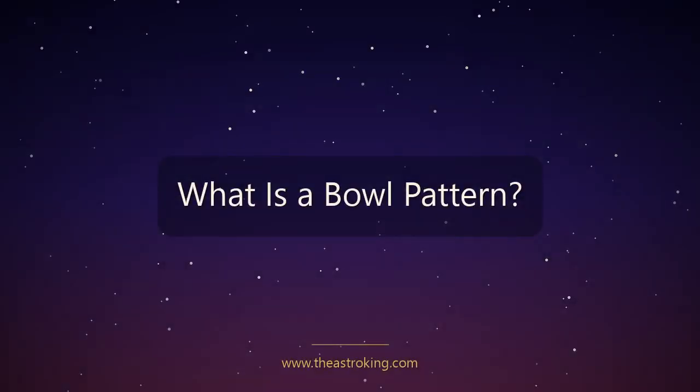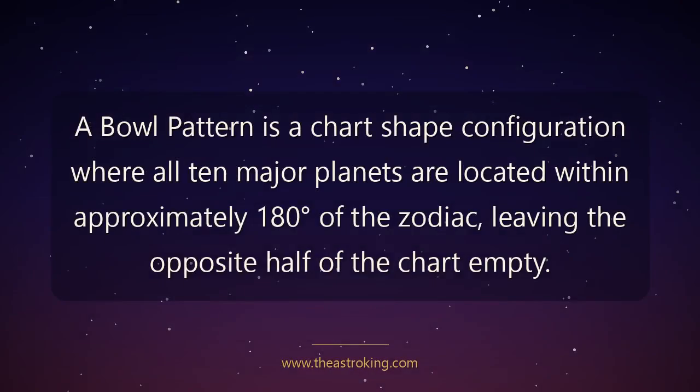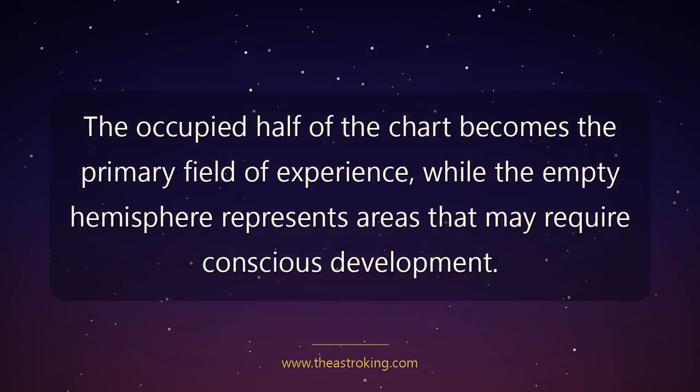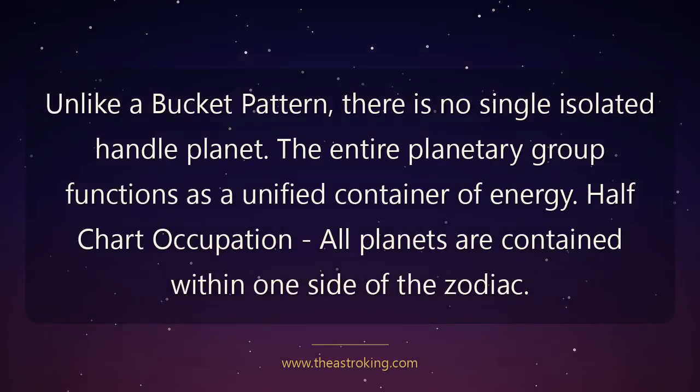What is a bowl pattern? A bowl pattern is a chart-shaped configuration where all 10 major planets are located within approximately 180 degrees of the zodiac, leaving the opposite half of the chart empty. The occupied half of the chart becomes the primary field of experience, while the empty hemisphere represents areas that may require conscious development. Unlike a bucket pattern, there is no single isolated handle planet. The entire planetary group functions as a unified container of energy.